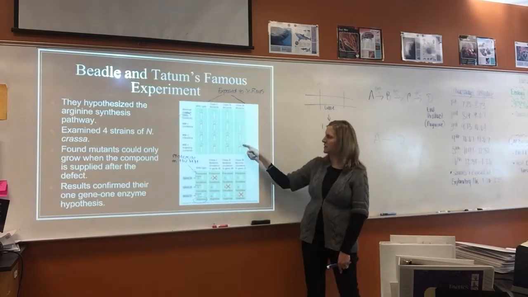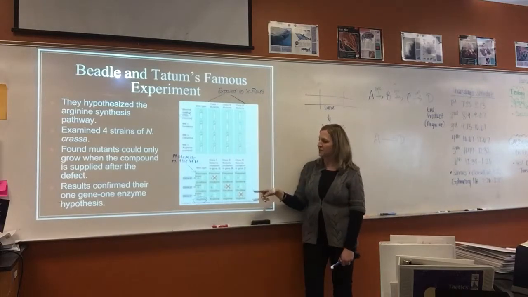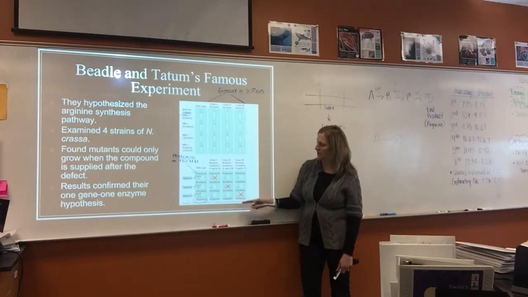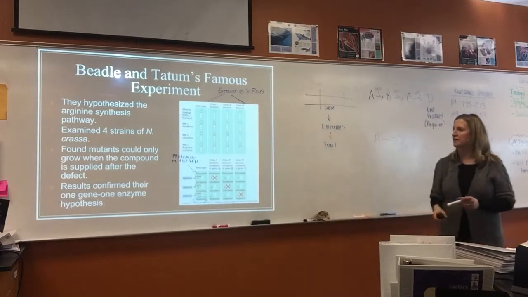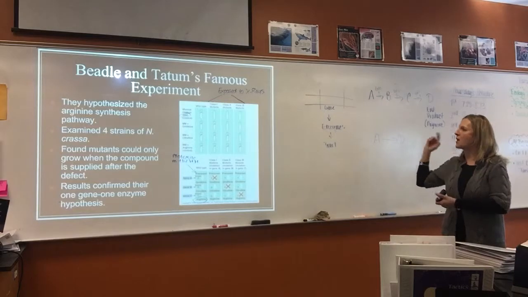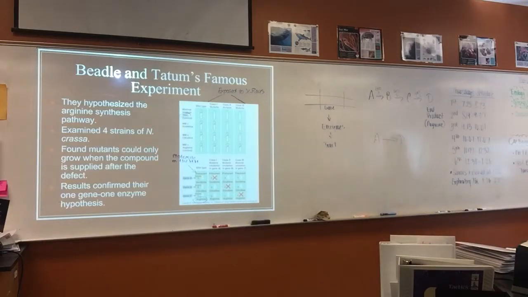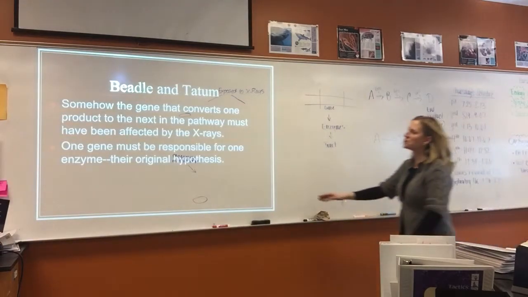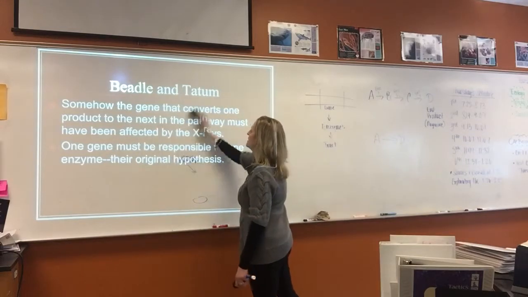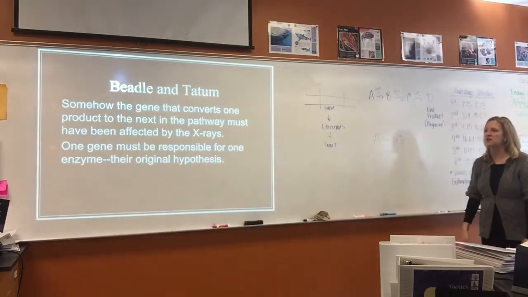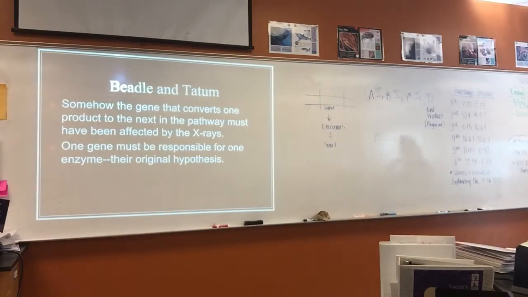And then lastly, this last one here only grew given arginine. It couldn't even grow if you give it citrulline, so that means it didn't have gene C and therefore couldn't make arginine. But if you give them arginine, they are able to survive. And so this helped to prove this one gene, one enzyme hypothesis, that one gene makes one particular enzyme. So somehow the gene that converts one product to the next in the pathway must have been affected by the X-rays, so different mutations. So one gene must be responsible for one enzyme, which was the original hypothesis.